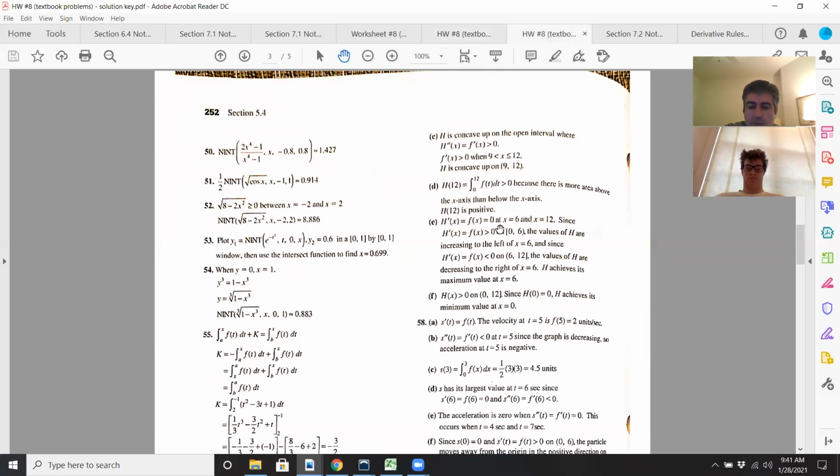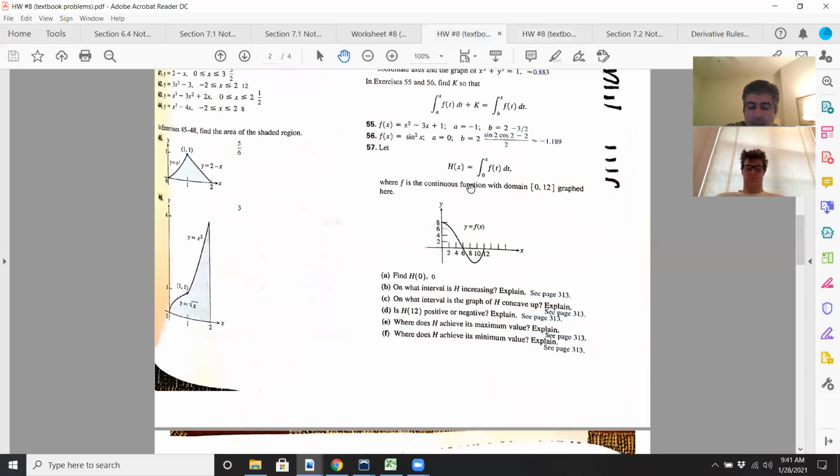Of course, it helps to find where you have your critical points. And remember, h prime is f. h prime is 0, or f is 0, at 6 and 12. And your f is positive here. Remember, h prime is f. f is negative here. So clearly you're seeing a change in the sign of f, or the sign of h prime, at 6. And that's going to be a relative max at 6 and relative min at 12.